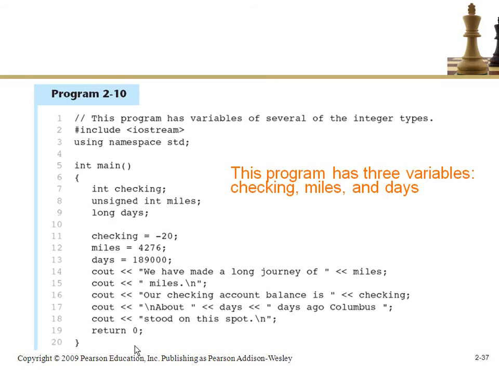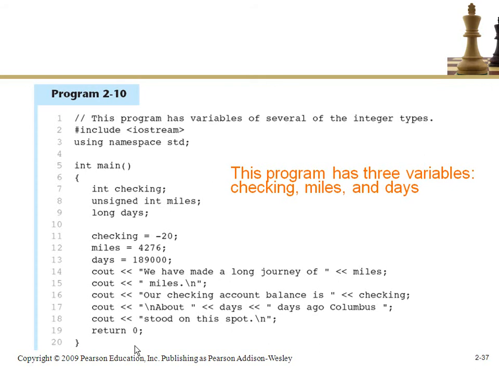Here is another program. I would like you to code this one. This program will have 3 variables: checking, miles, and days. Again, it is using checking as an integer variable, miles as an unsigned integer, and days as a long integer.